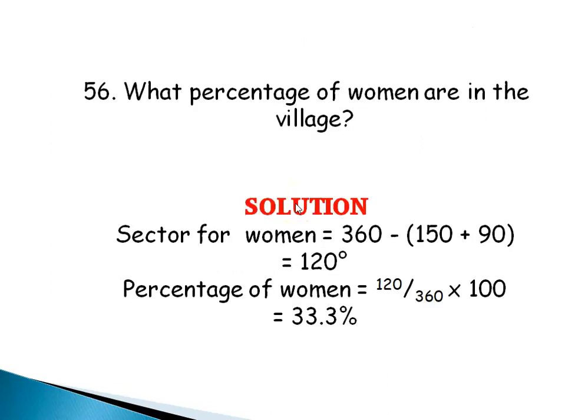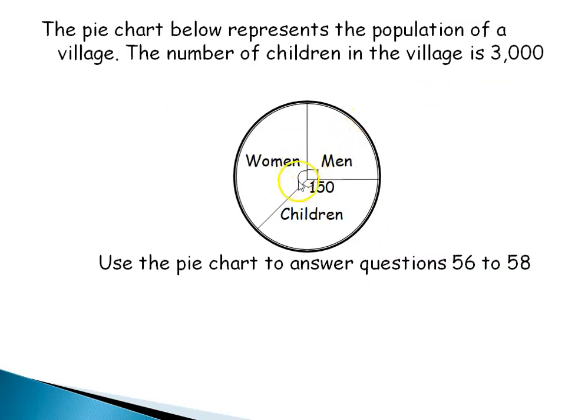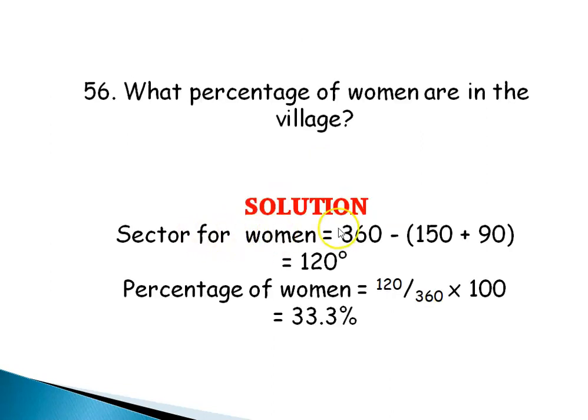Alright, let's go to the question. What percentage of women are in the village? Like I told you, we have to find the sector for the women. So for the sector for the women, we say 360 minus (150 plus 90), because this is the sector for the children and the men. So by the time we deduct this, the women would have 120 degrees.